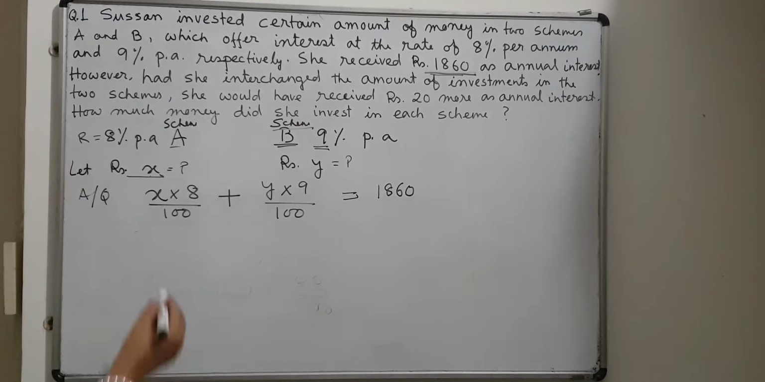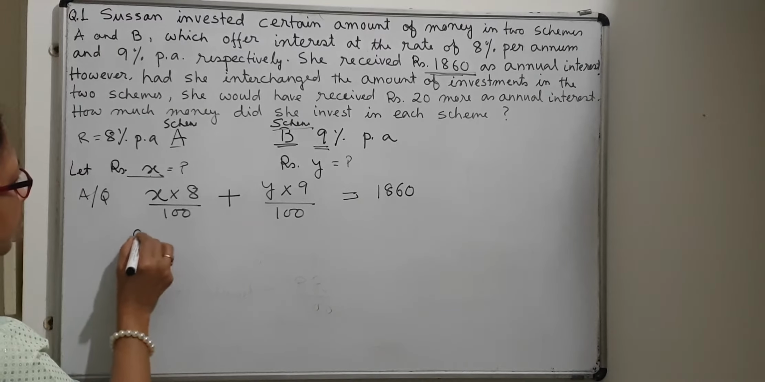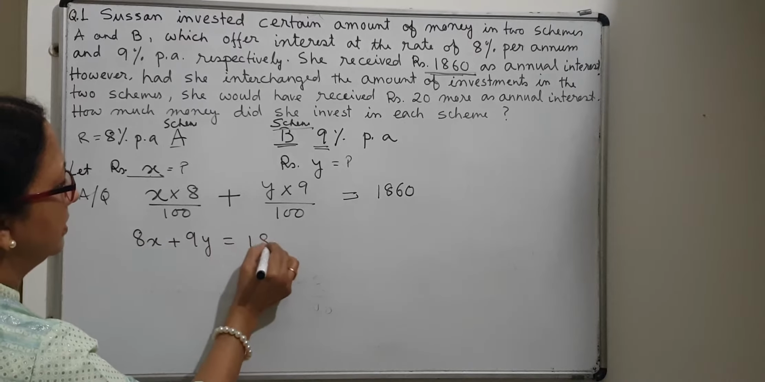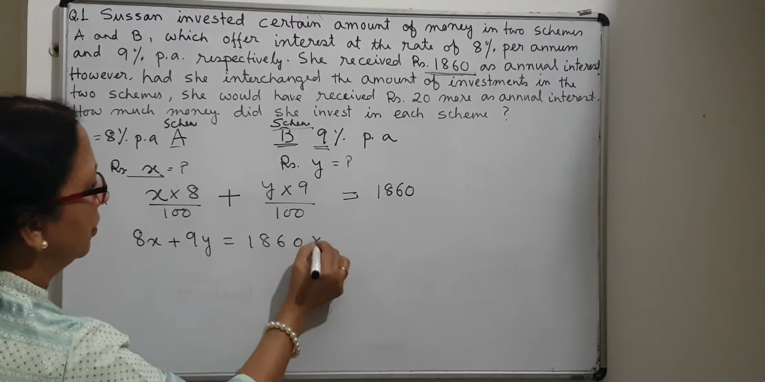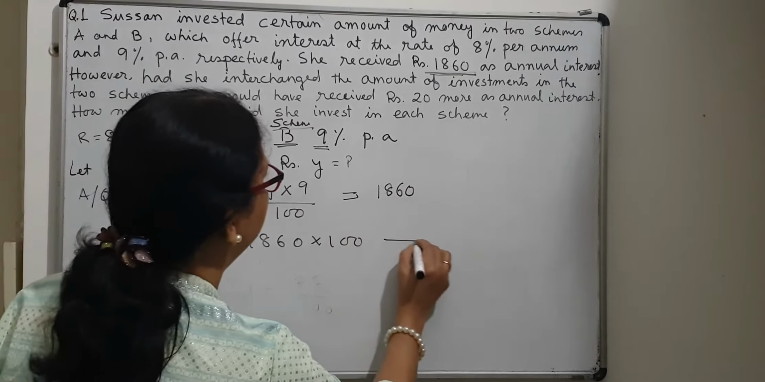So we can simplify the equation. We can write it this way: 8x plus 9y is equal to 1860 into 100. By simplifying, that is taking LCM and then cross multiplying, we'll get the first equation.